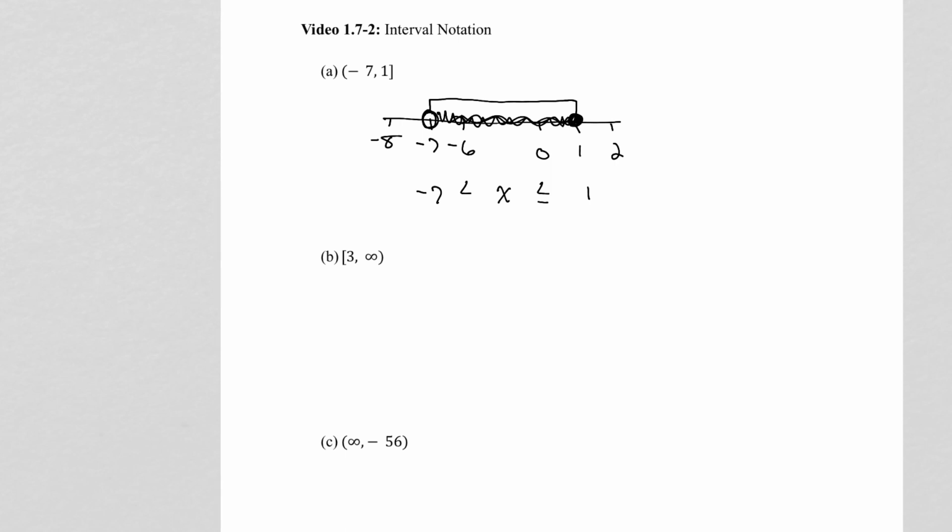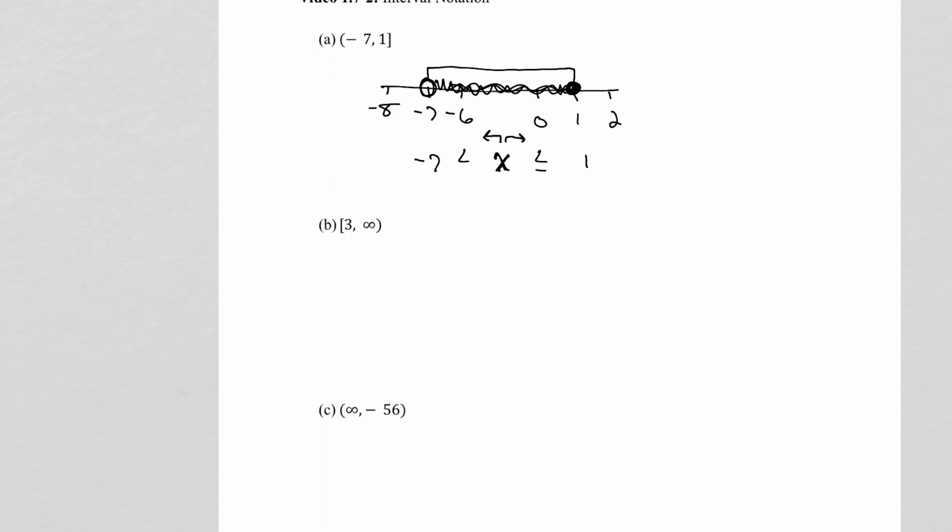Okay, so x is greater than negative 7. You read this from the middle out. So you're starting reading it from x and you're working your way that way. So x is greater than negative 7. You're reading that backwards. x is greater than negative 7 and less than or equal to 1. Let's go to B. So B starts at 3, includes 3 because there's a bracket there, and goes forever to the right as indicated by that positive infinity.